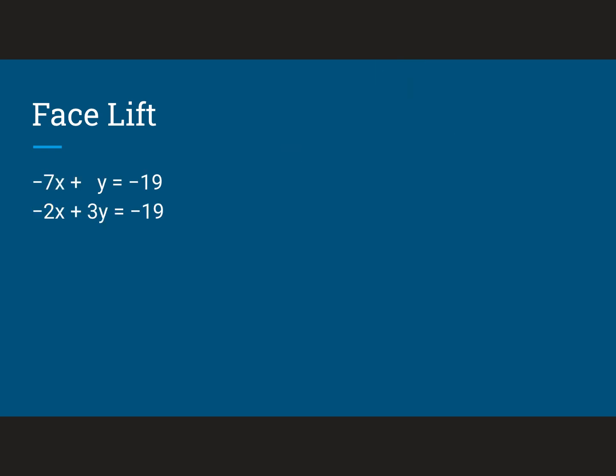Okay, let's try another. Again, here we have options. I'm just going to multiply this top equation to get rid of y. So I'm going to multiply by negative 3. So that gives me 21x minus 3y equals 57. Bring across my other equation, negative 2x plus 3y equals negative 19.